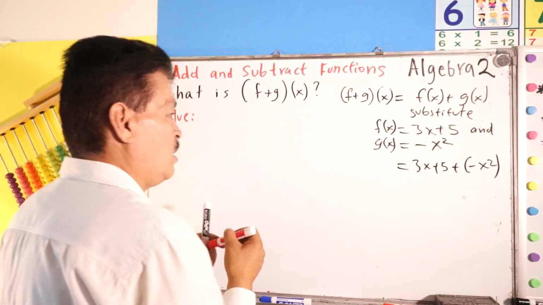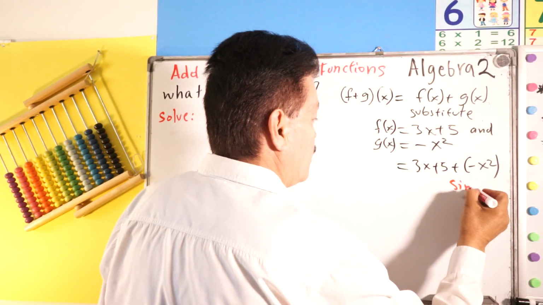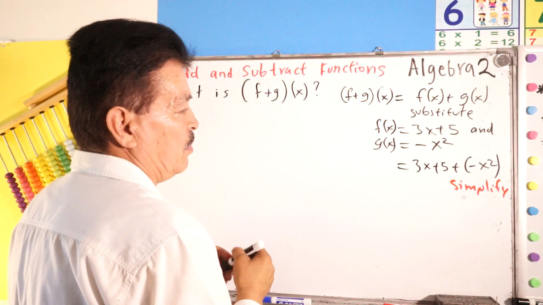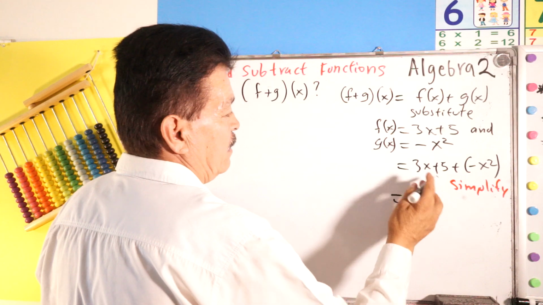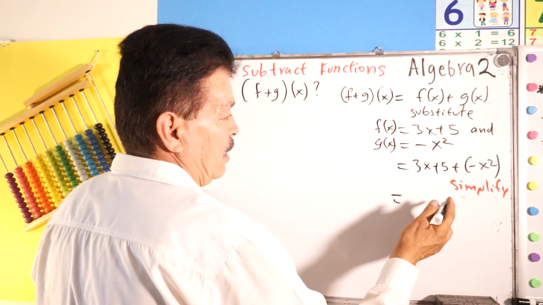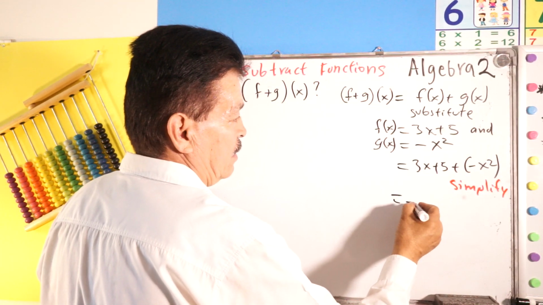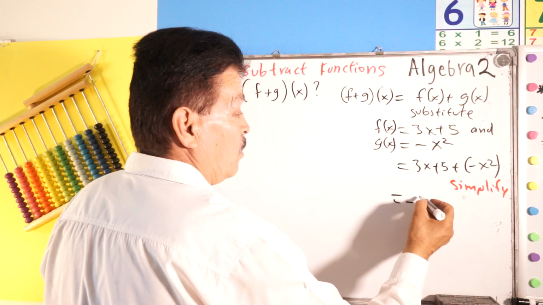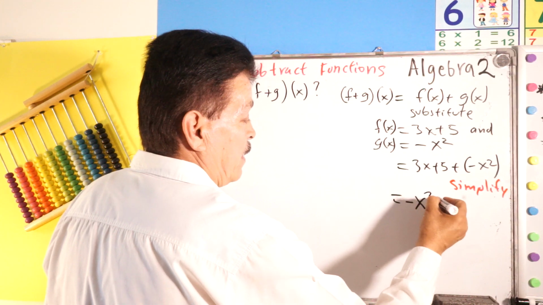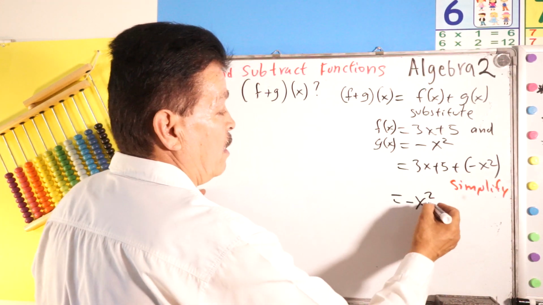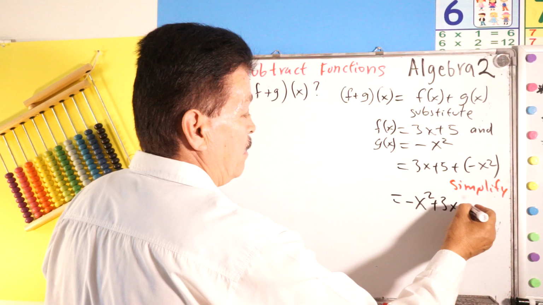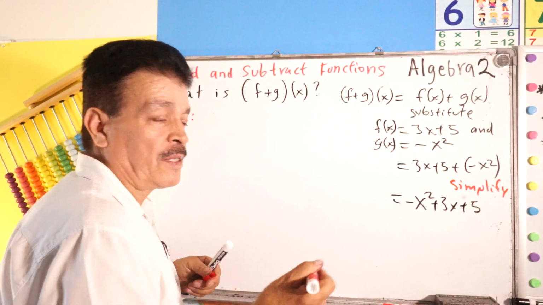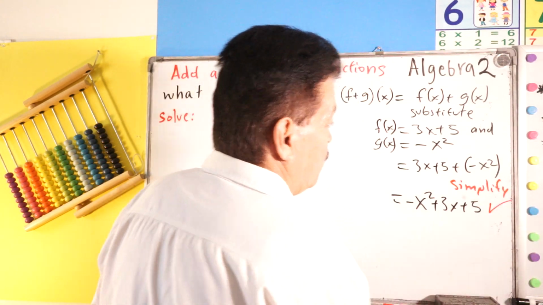So now here simplify. See, that it's very simple. You simplify here, they are not like terms. Okay, we start with the greatest exponent. Negative x to the second power plus 3x plus 5. Right? That's the answer. This is a very simple question.